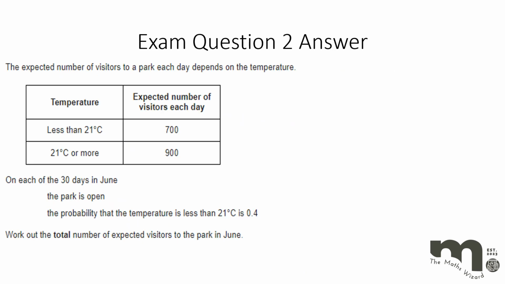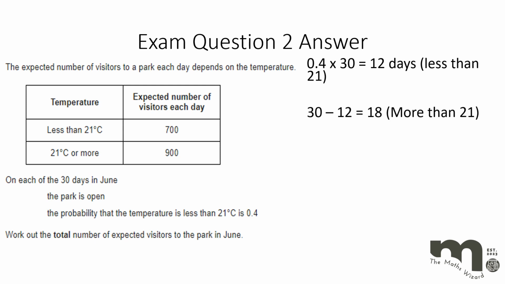We want to know the total number of expected visitors to the park in June. Okay, let's have a little look at this then. So 0.4 times 30 will tell us that there are 12 days where it's less than 21 degrees. If we take that 12 away from the 30 days in June, there's 18 that are therefore more than 21 degrees. So then if we look at the 12 days where it's less than 21 degrees, we can do 12 times 700, which means there's 8,400 people in the park on those days.